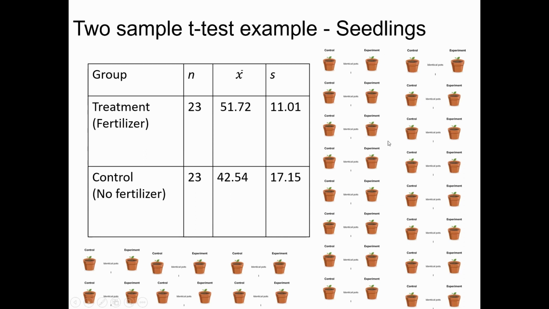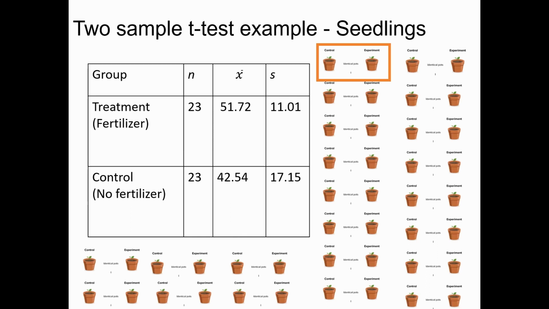I kind of wanted to show you what this would look like if you were going to do it and you wanted to say your N equals 23. This is one N. It has two pots, one control and one experiment. And I think I counted right. There should be 23 of these.